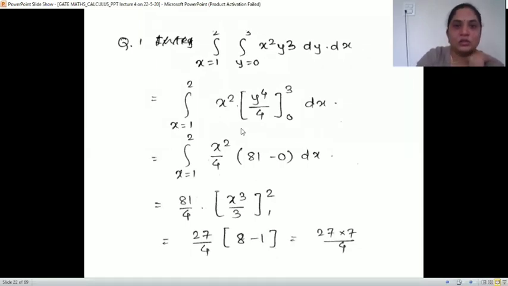Okay, question. Integration, x is 1 to 2, y is 0 to 3, x square y cube dy dx. We'll first check the limits of integration, as all the limits 1, 2, 0, 3 are constants. So no need to think. We can take integration with respect to y, as it is given to you. These are limits of y, these are limits of x.